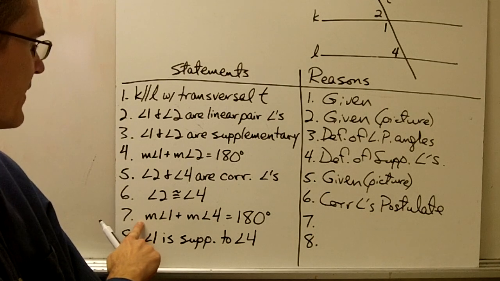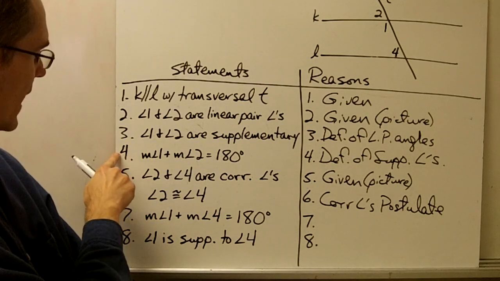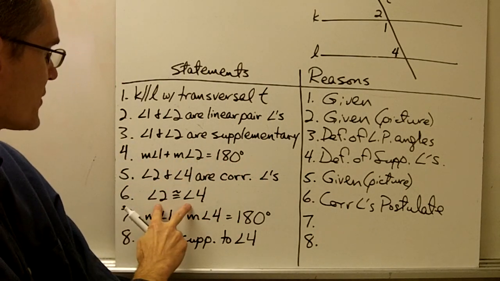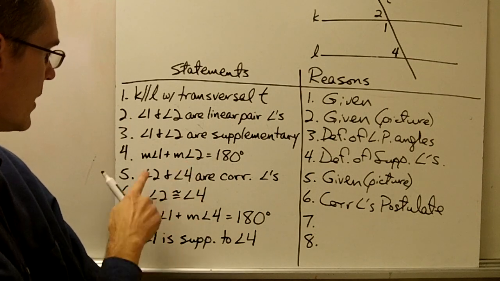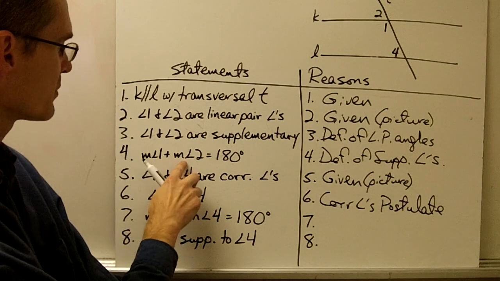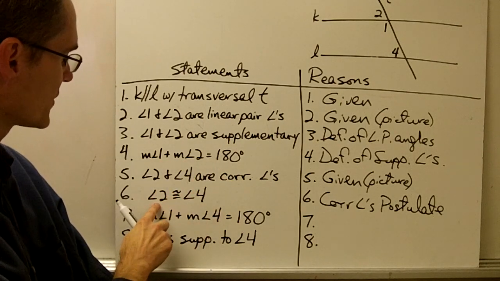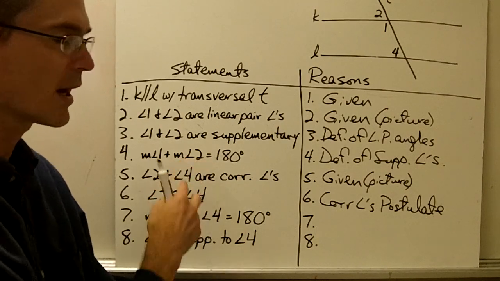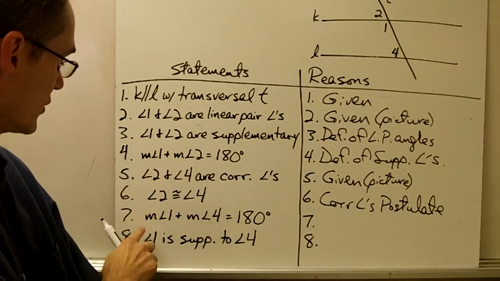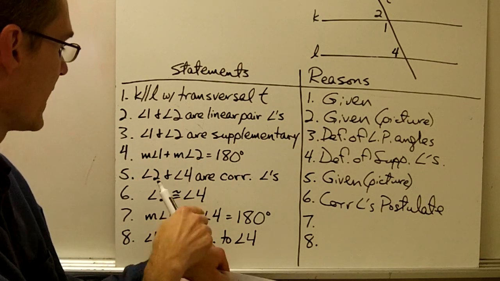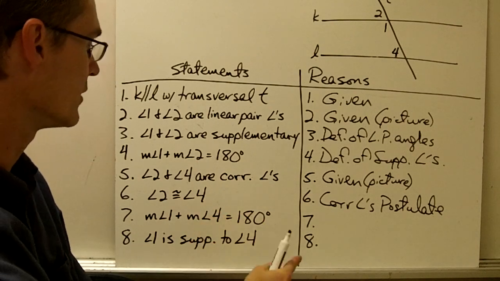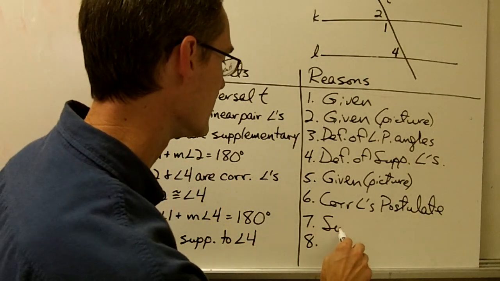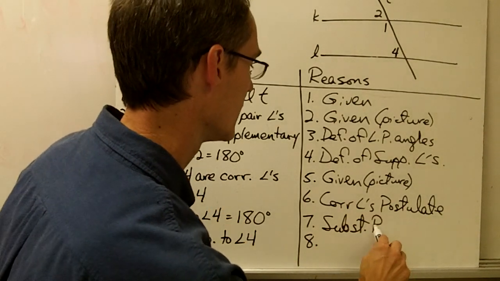Now finally, in step number 7, I'm going to take the equation that I came up with in step number 4, and I'm going to substitute a value into this equation. My equation in step 4 says measure of angle 1 plus measure of angle 2 is 180 degrees. Well, since angle 2 and angle 4 are congruent, I can substitute angle 4 for angle 2 right here in my equation. That makes this new equation, the measure of angle 1 plus the measure of angle 4 equals 180 degrees. And since I got that by substituting a value for angle 2, I'm using the substitution property of equality.